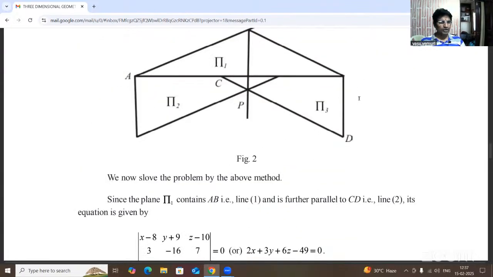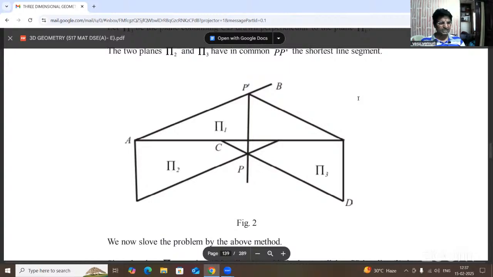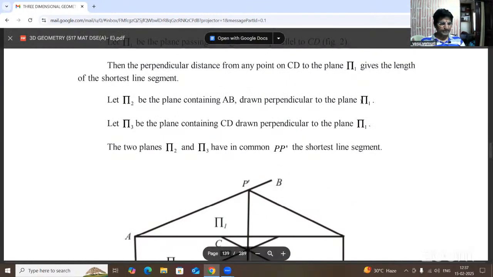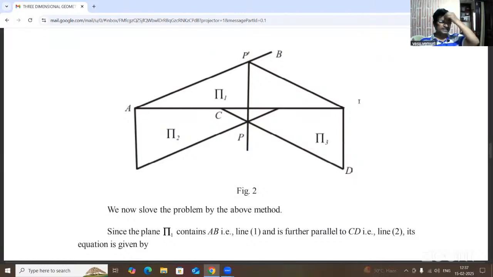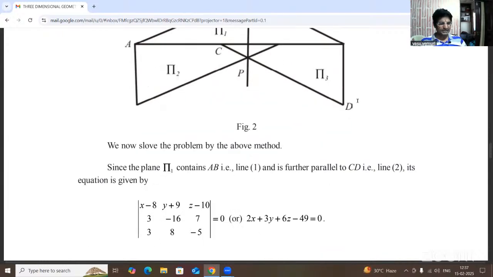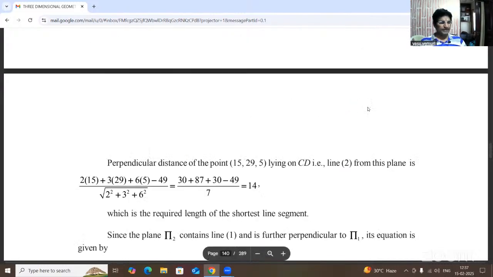This is the third method. There are two skew lines, AB is one skew line and CD is another skew line. The first plane pi 1 contains AB. The second plane contains CD, or is parallel to CD. Now the expression is the determinant of x minus x1, y minus y1, z minus z1, L1, M1, N1, L2, M2, N2 equal to 0. We are getting the plane equation.